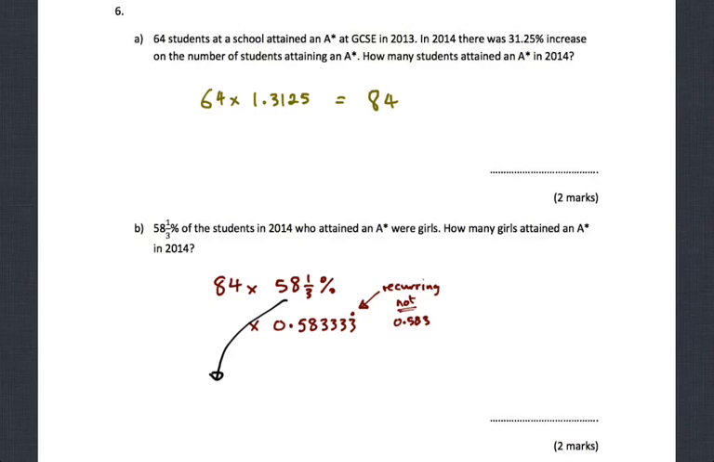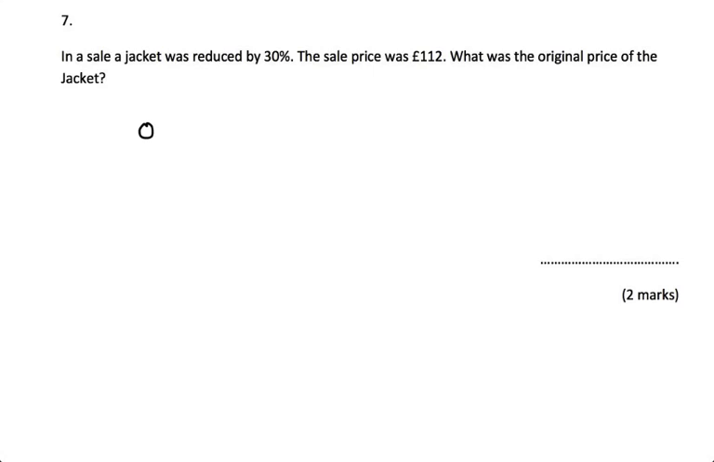Because that's what it is as a decimal, 58 1/3 divided by 100. So if we times by 58 1/3, well, this is the same as timesing by 175 over 3. So you could have done 84 times by 175 over 3, and then divide that number by 100, and that would have given you the same answer. Anyway, the answer was 49.